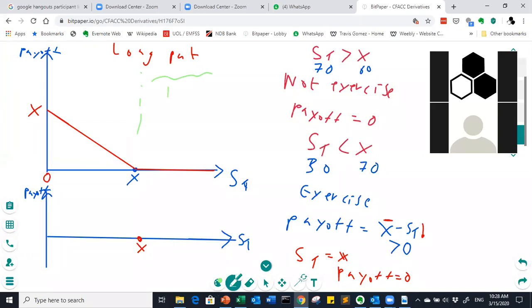It's a different color. So you can see again, if ST is greater than X, the in the money is for the put option. This section over here where ST was greater than X would be the section where you are out of the money because you are not exercising it. So here you're out of the money. The points to the left of this, when ST is less than X, the option has value, you would exercise it, so it's in the money.